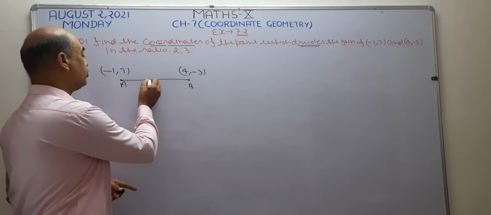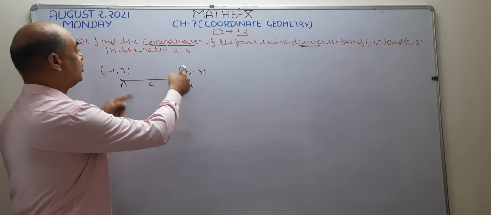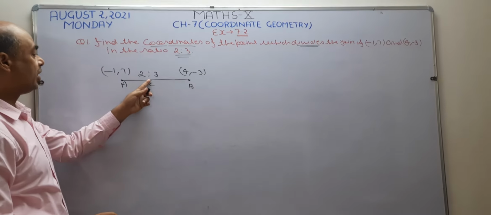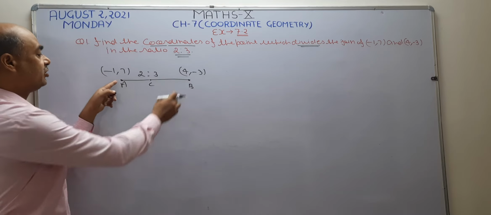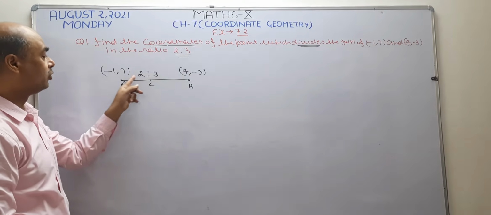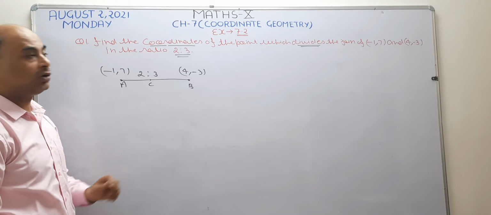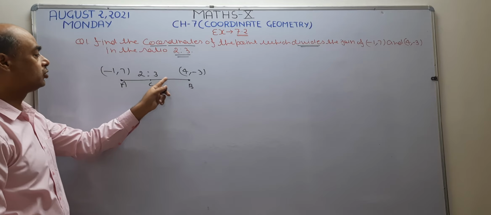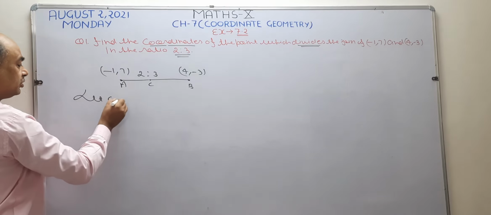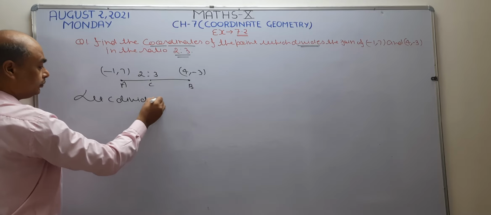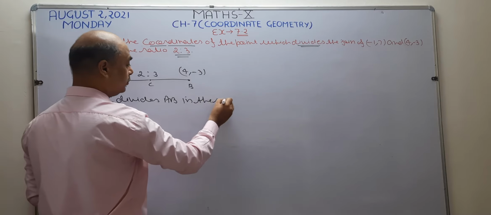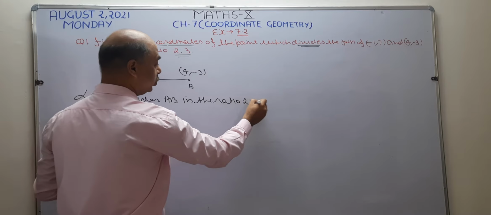It means one point is going to divide these 2 points in the ratio 2:3. The ratio is given. This point C is going to divide the line segment AB in the ratio 2:3. Since the ratios are different, which formula am I going to use? The section formula. When ratios are different, we use the section formula. Now, first explain. Let C divide AB in the ratio 2:3.